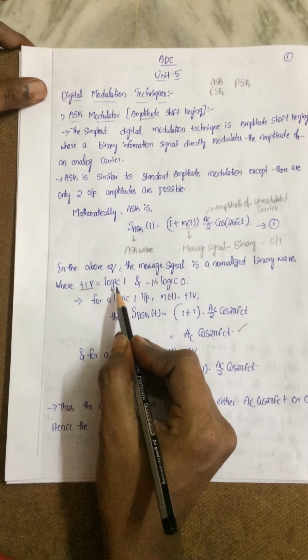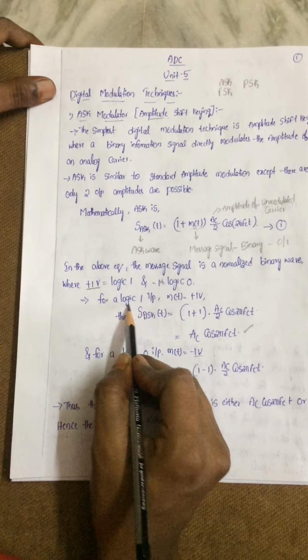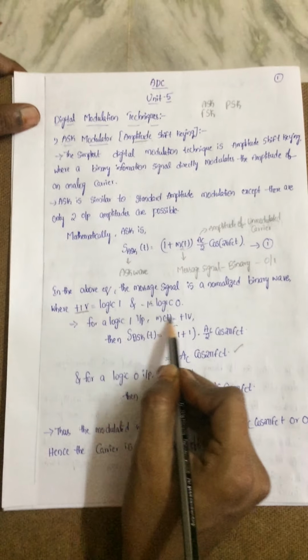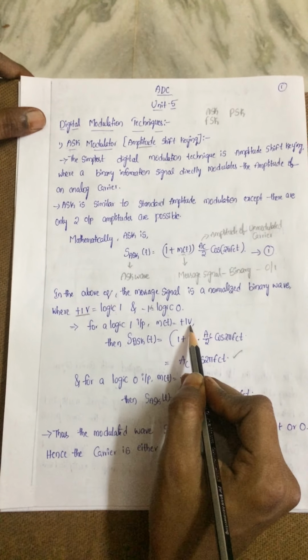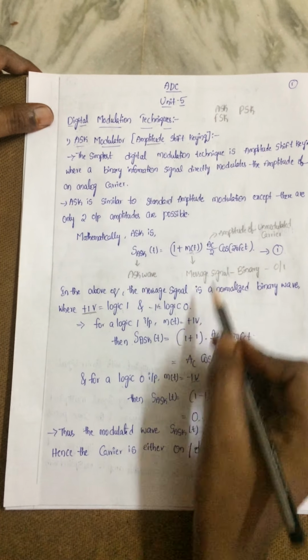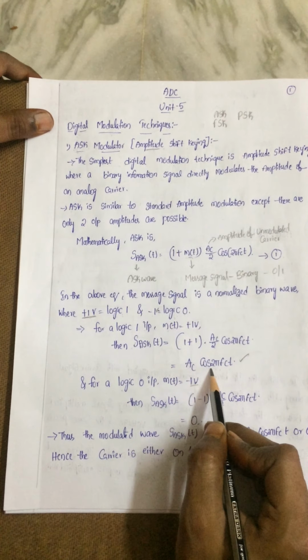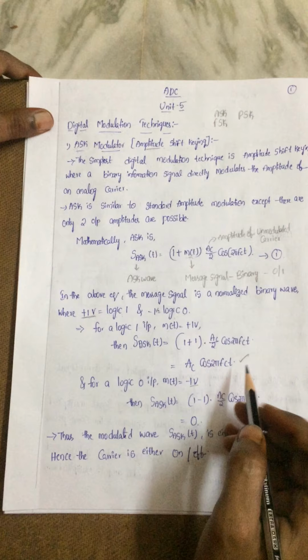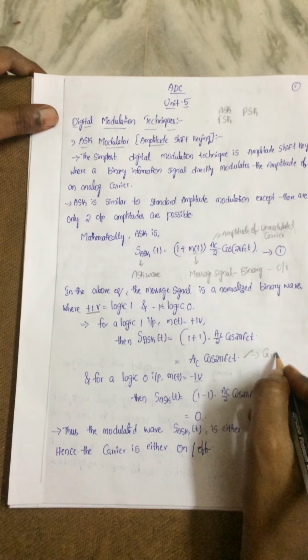Now let me apply first the logic 1 input. Logic 1 means, as we have seen here, plus 1 volt. That message signal we have to take as plus 1 volt. If I substitute plus 1 volt in the standard equation 1, we are getting a signal Ac cos 2 pi fc t, which is nothing but our carrier signal.